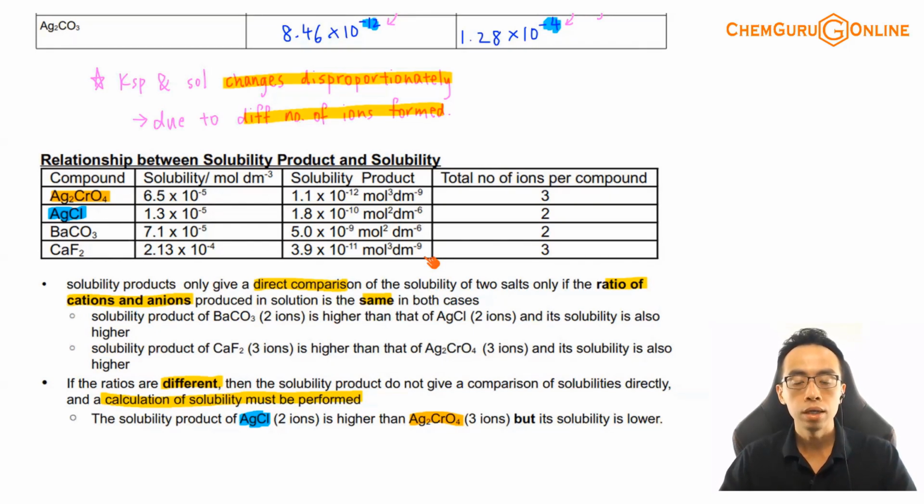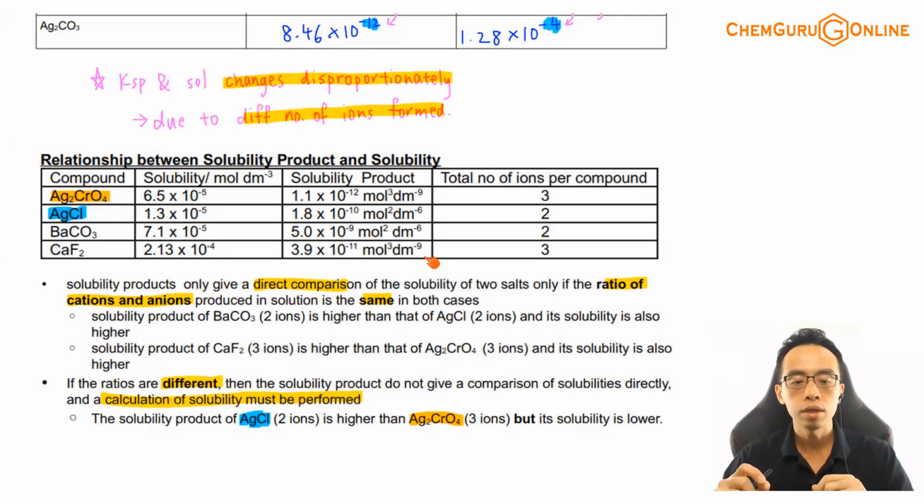So fairly simple. If both salts give me 3 ions in solution, correct? Salt X gives me 3 ions in solution, Y also gives me 3 ions in solution. Then conversion-wise, from KSP to solubility, both will be a cube root. And therefore, the change will be proportionate, and I can do a direct comparison. Bigger KSP means that you are more soluble. I don't need to do calculation. If the number of ions dissociated is exactly the same, there will be no problem.